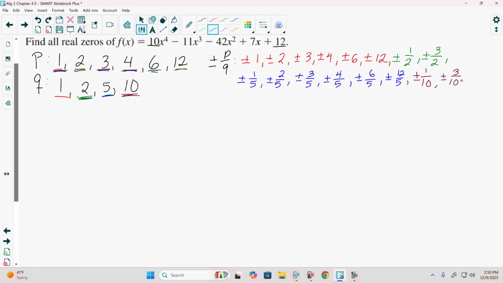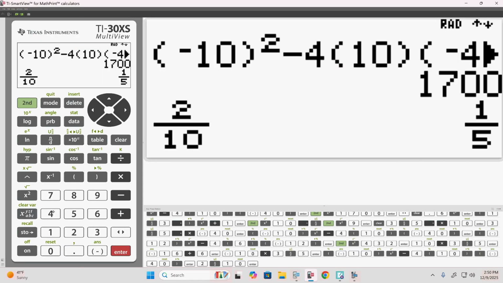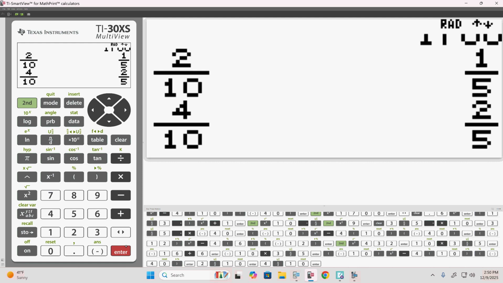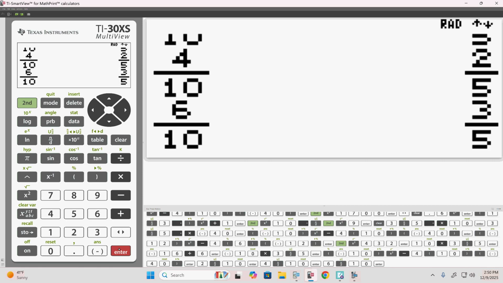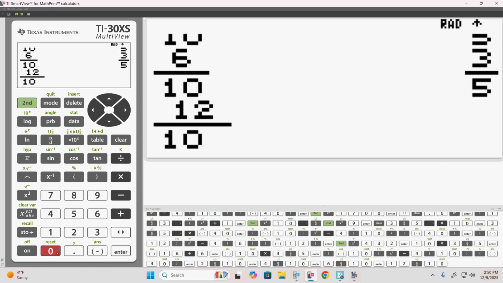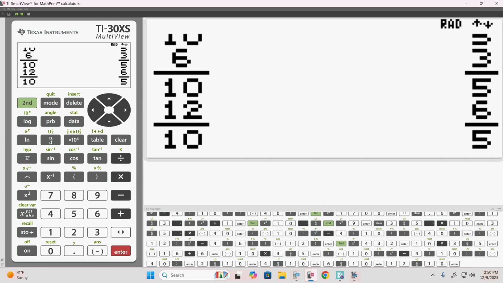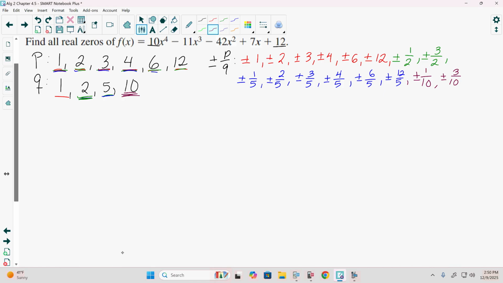Our next one would be 4 over 10. 4 over 10 reduces to 2/5. 6 over 10 is 3/5. And 12 over 10 is 6/5. So 4/10, 6/10, and 12/10 all reduce, and they are already listed. Questions on this here?